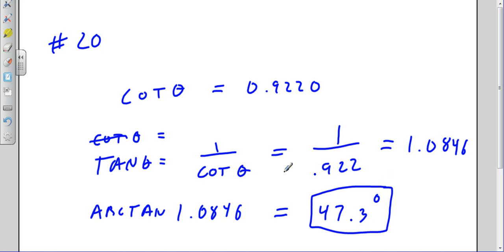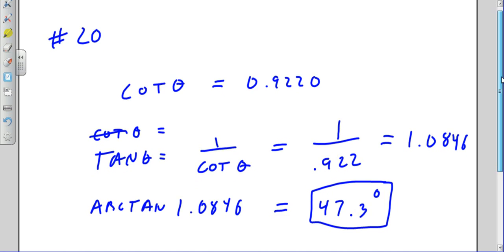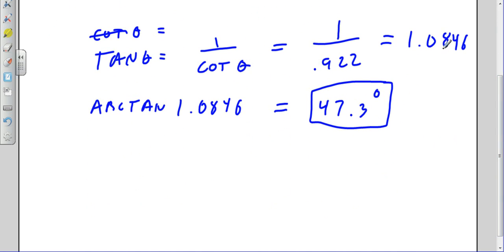Now, we're in chapter 3 right now, so that would be a perfectly okay answer for chapter 3. You put it in your calculator and got the answer. But as we proceed with the book, we're going to find that the cotangent function does this.